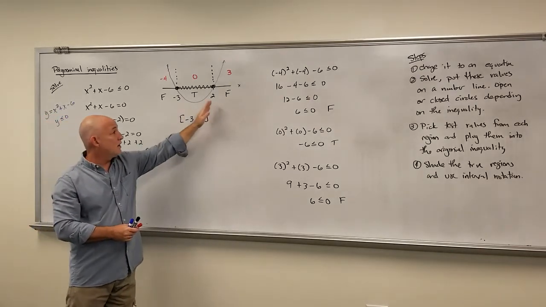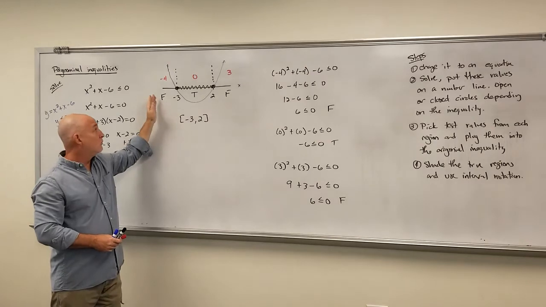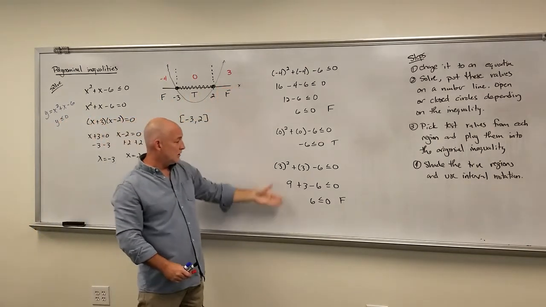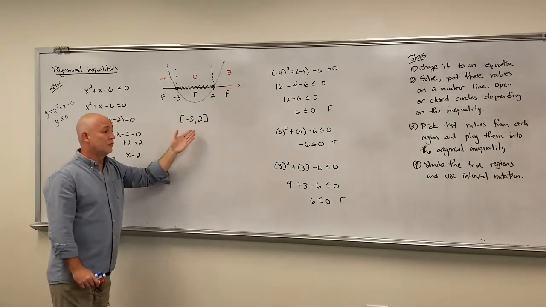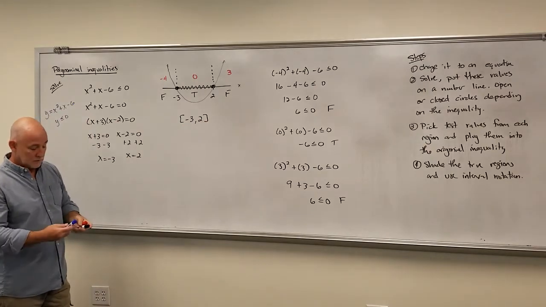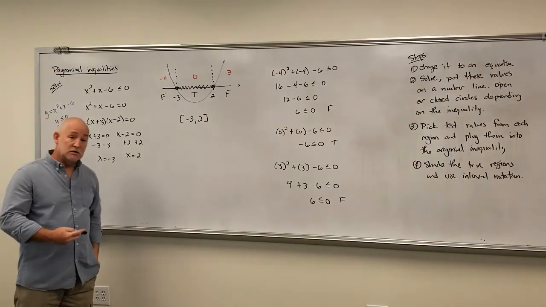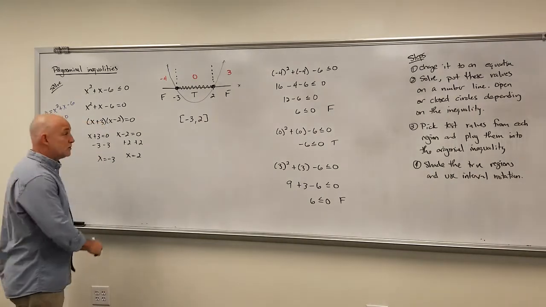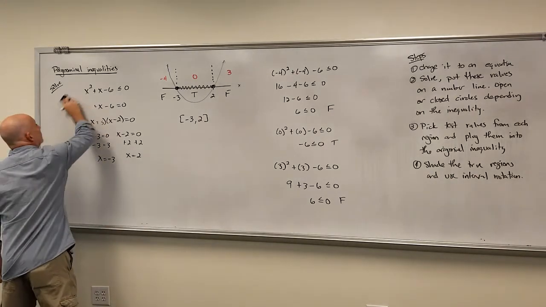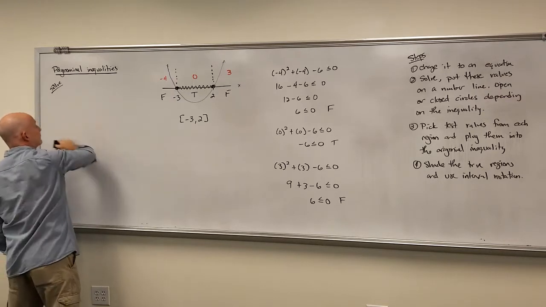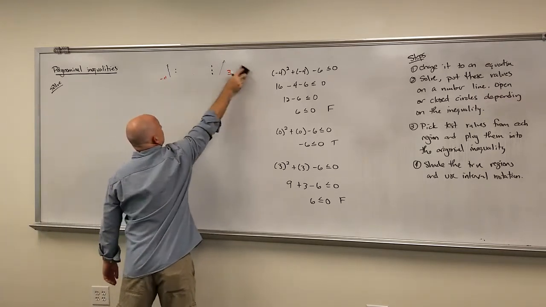Put the values that you got from solving the equation on the number line, pick values from the test region, plug it into the inequality, shade the true regions, and use interval notation. All right, let's take a look at just a couple more examples of this, because again, as long as you can solve polynomial equations, these are pretty straightforward.